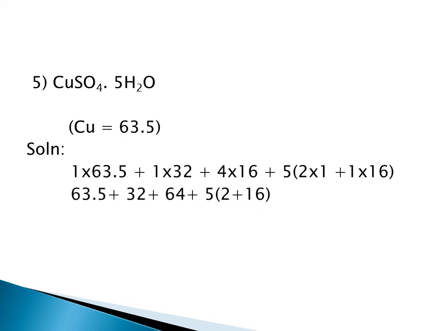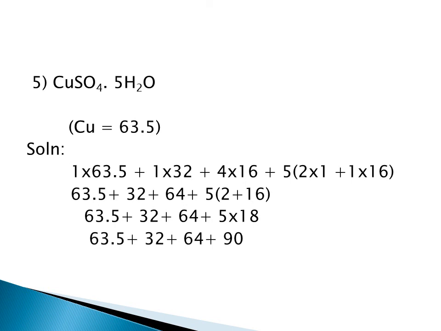What will it be? 63.5 plus 32 plus 64 plus 5 into (2 into 1, 2, plus 1 into 16). Then 63.5 plus 32 plus 64 plus 5 into (2 plus 16, which is equal to 18). Therefore 5 into 18. Again 63.5 plus 32 plus 64 plus 5 into 18 equals 90. Now add all these. Then what will we get finally? 249.5 AMU. This is the way to calculate the molecular mass of CuSO4·5H2O.